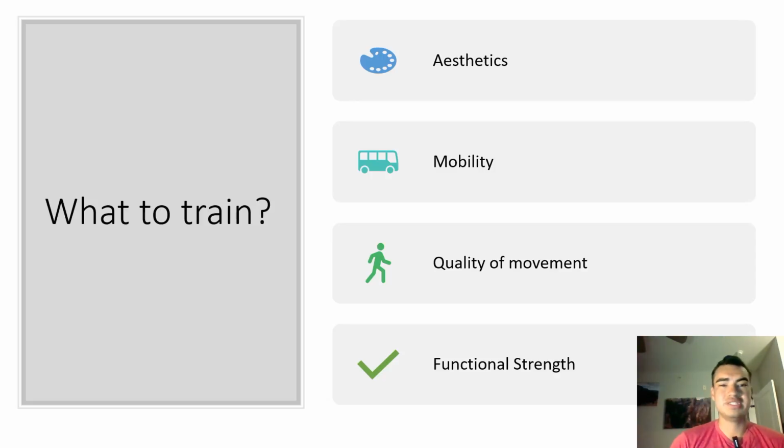A lot of PTs really get into building strength and mobility into the core of patients with back issues or other things. Then quality of movement, in everyday life and in sports. And then functional strength: just the strength to sit in a chair, get in and out, bend over, and a lot of different things like that.